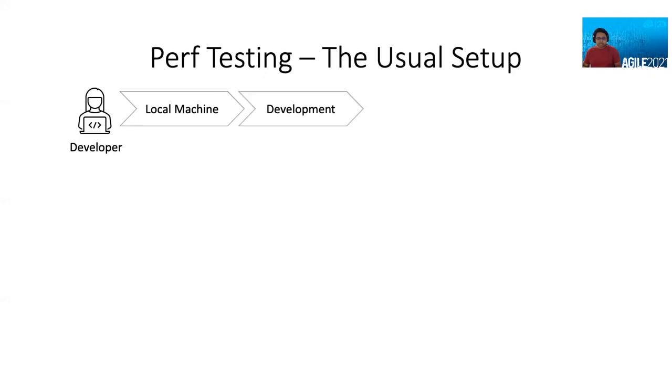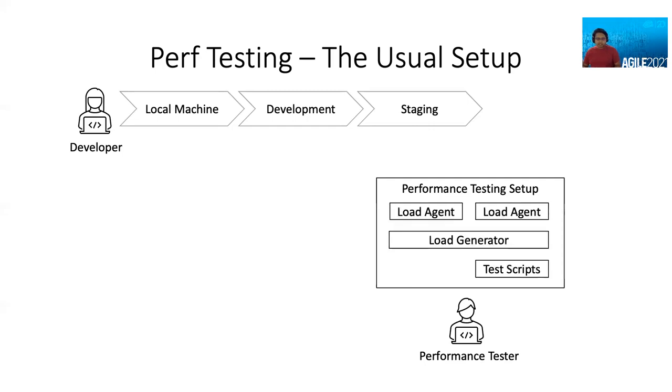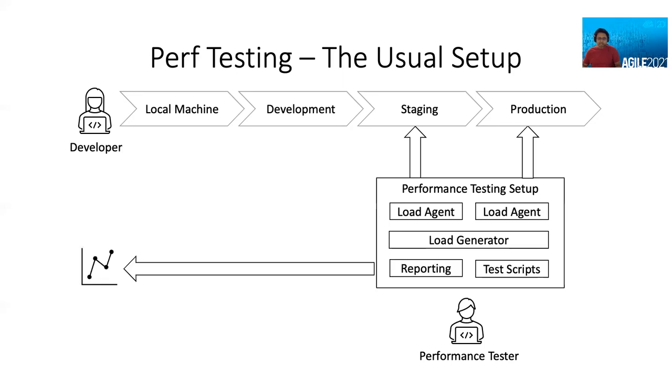Let's take a look at the usual setup of performance testing. The developer writes some code on her local machine, goes through the development environment, staging, and at this point, the performance tester comes in, starts setting up the Perf test environment. And what does that involve? Writing test scripts, setting up the load generator, the agents, etc. Start sending out the load, maybe for staging, and maybe even to production. Once the tests are done, you generate report, you share it with the team, developer makes sense out of it, and then ultimately starts trying to fix them.